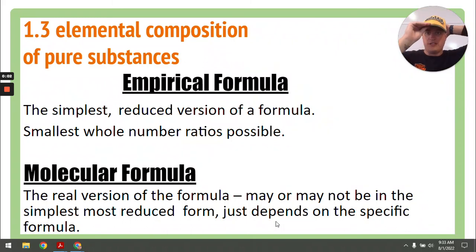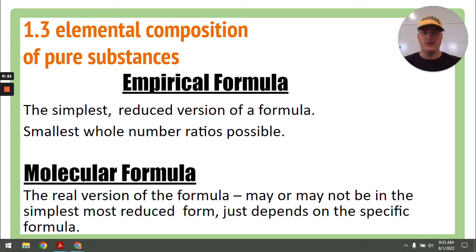Well, let's get used to some elemental composition of pure substances. There are different ways we look at these things. They're called the empirical formula, the simple reduced version, the lowest ratio of numbers: 2 to 1, 1 to 1, 3 to 5, which can't be reduced any lower. The molecular formula is what it actually is.